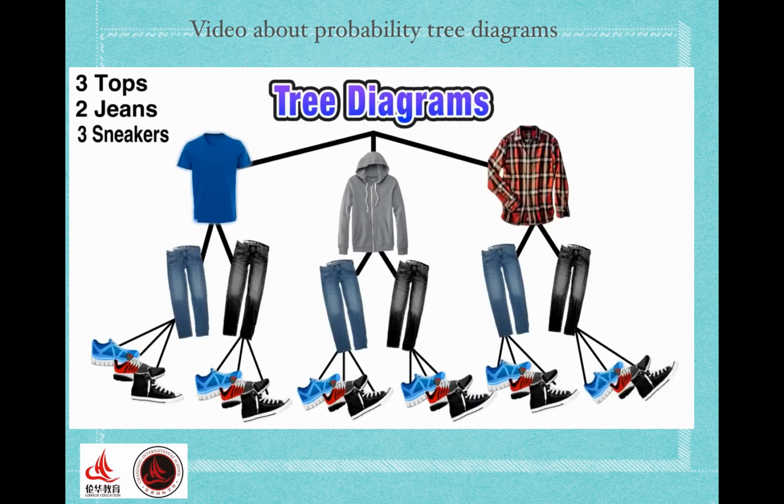So now we have completed our tree diagram, and now we can use it to figure out the total number of possible combinations. Now, for example, one of these outfit combinations is the blue t-shirt with black jeans and casual sneaker. Another possible outfit combination would be the red plaid shirt with black jeans and the high top sneaker.